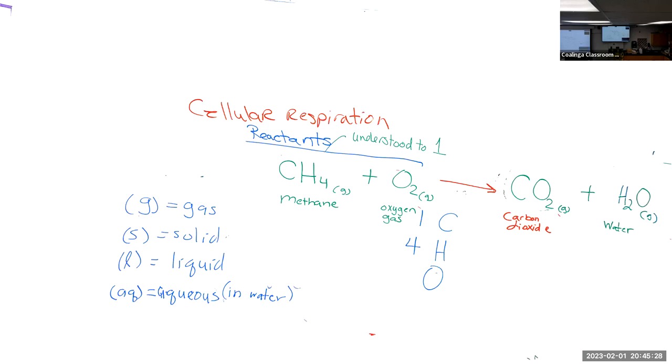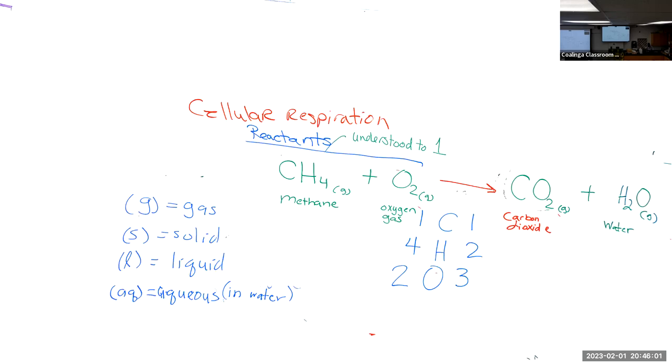Okay, two. Okay, on my product side, how many carbons do we have? Kalinga, one. How many hydrogens do we have? Kalinga, two. How many oxygens do we have? Parnell. Okay, so we have three oxygens. Okay, so is it balanced?